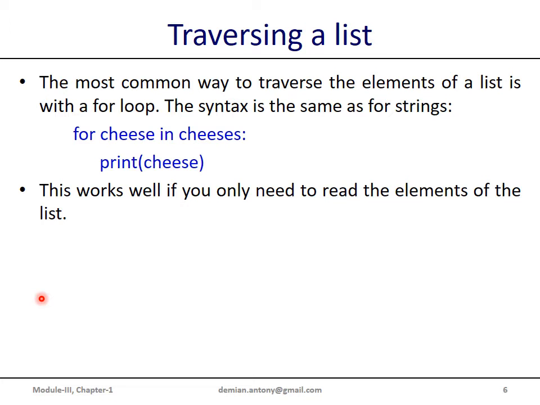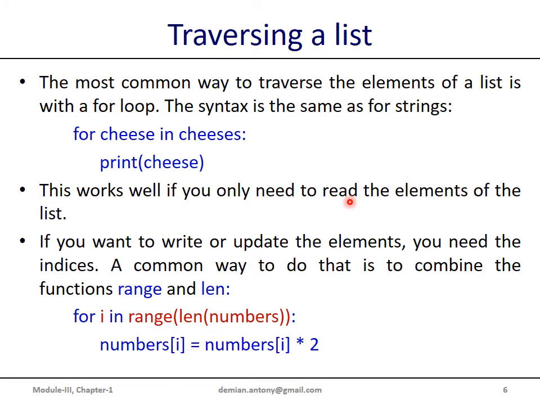How do we traverse the list? A common way is to use a for loop, and the syntax is for the item variable in list variable. Try to access the individual elements through the index variable. Here the index variable represents the actual element of the list. If you want to access and update the elements, then it is better to use two functions which are associated with the list.